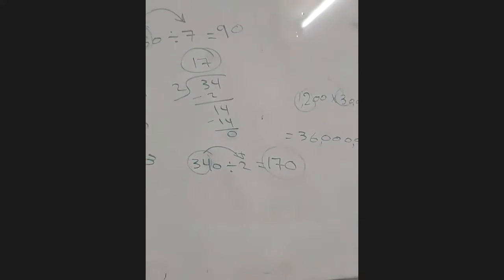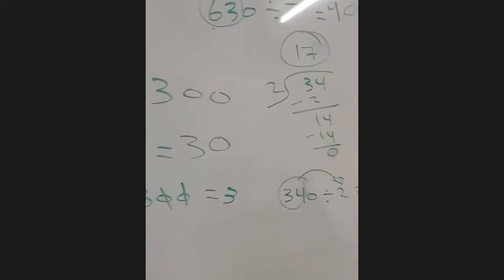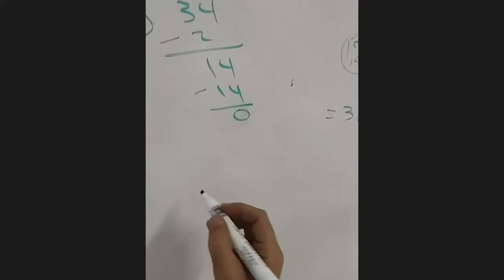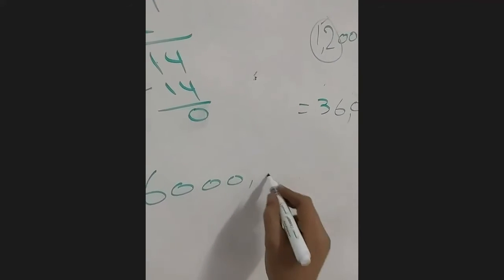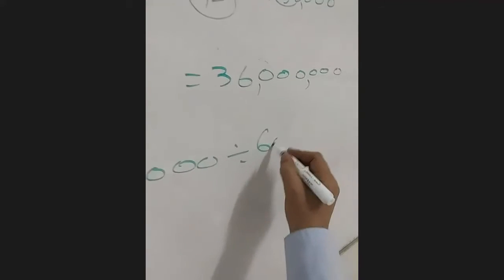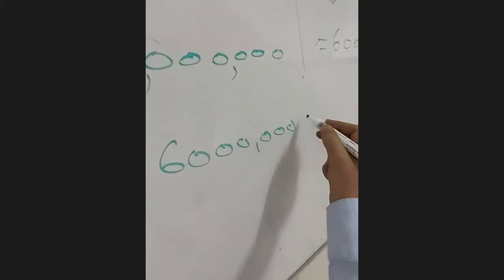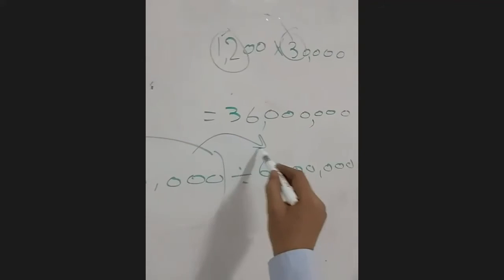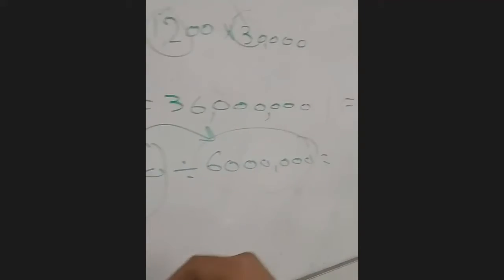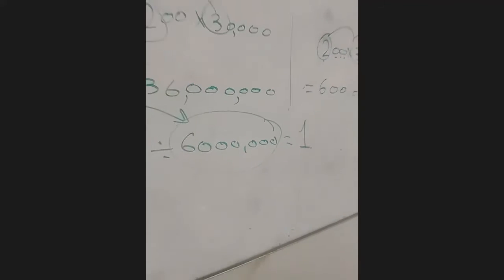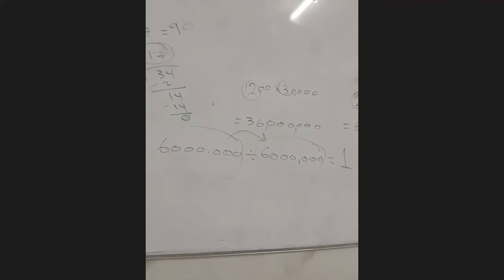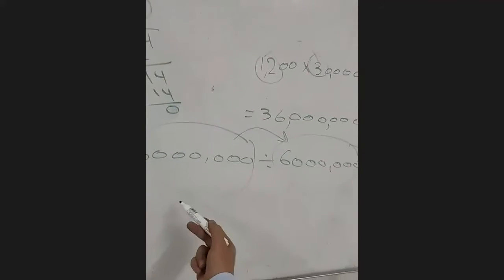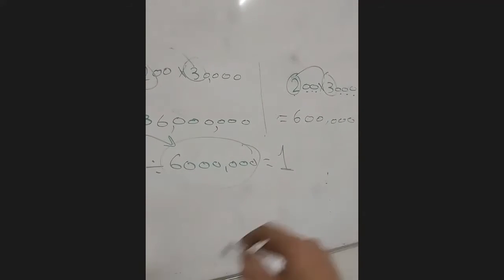Mister, if we have 6 million divided by 6 million, we will erase all the zeros. Yes. Any number divided by itself, the answer is always what? 1. Any number divided by itself, the answer is always 1. This is 6 million, this is 6 million. The answer is always 1. Do not think.